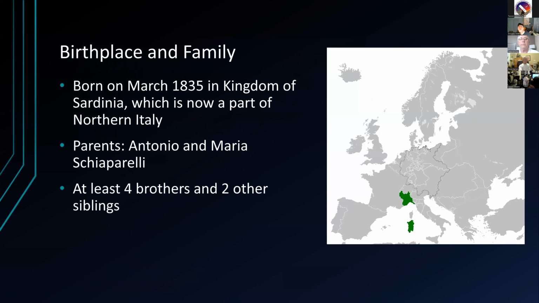So Giovanni Schiaparelli was born in March of 1835 in what is today northern Italy, close to southern France along the French Alp border, and what was then known as the Kingdom of Sardinia. His mother and father were Antonio and Maria Schiaparelli, and he had at least 4 brothers and 2 other siblings.